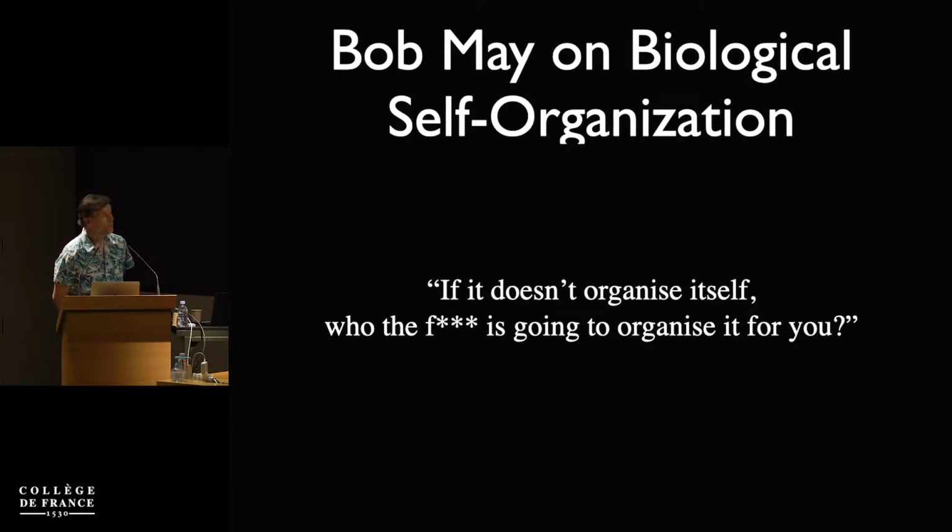Now, last time I gave this talk, somebody posted this on Twitter, and I thought Thomas would like it and everyone here. It's Bob May, a very famous mathematician of evolution and populations, about self-organization of biological systems. He said, if it doesn't organize itself, who is going to organize it for you? And that is a great theme in the work we do. If it isn't going to organize itself, who is going to organize it?